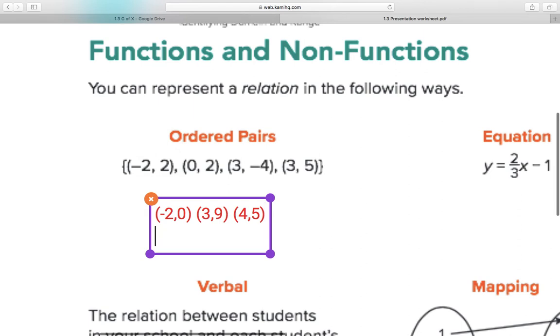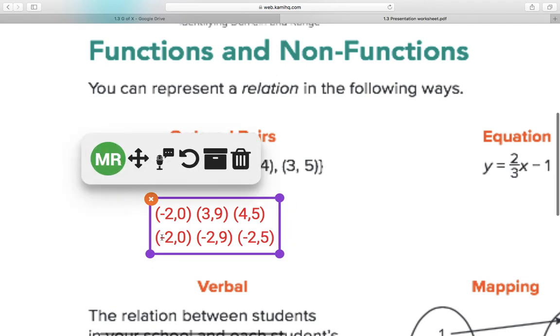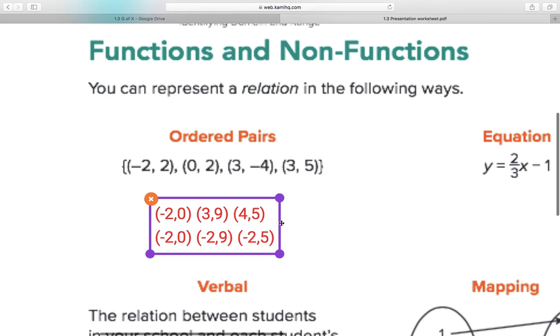Now, if I had something where it was -2, 0, and then -2, 9, and then -2, 5, that would not be a function because we're literally repeating all of our x's multiple times. -2, -2, -2. Not a function. My last example I'll give you is, let's say we have -2, 0, and then we have 3, 0, and then we have 4, 0.